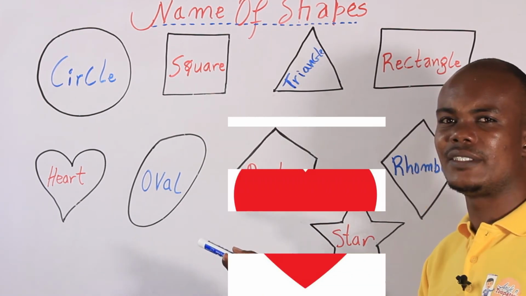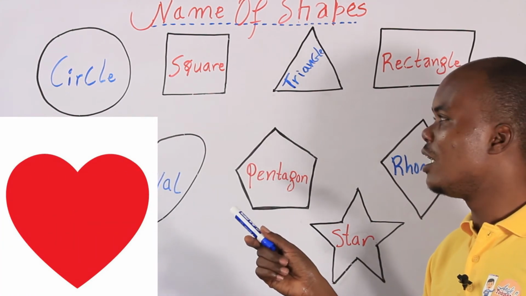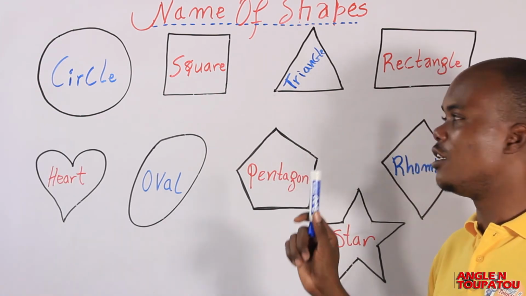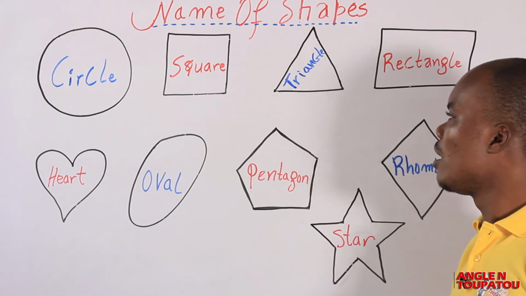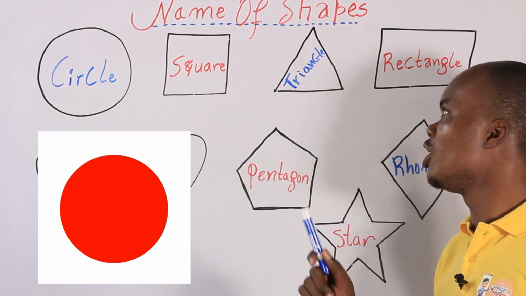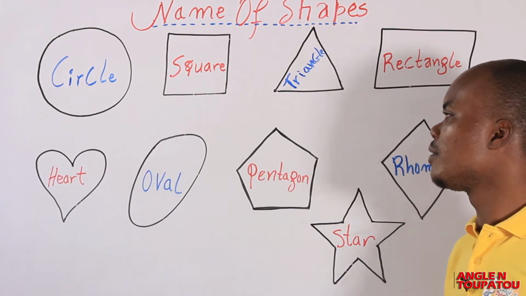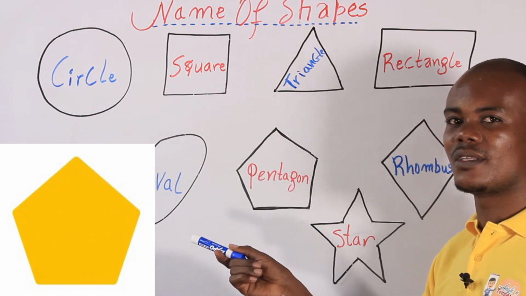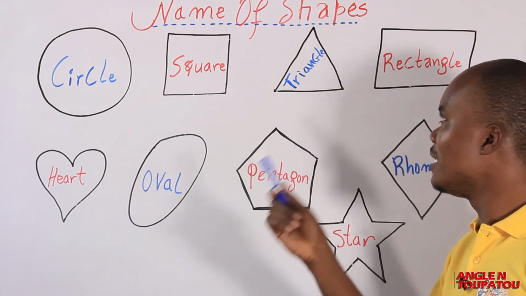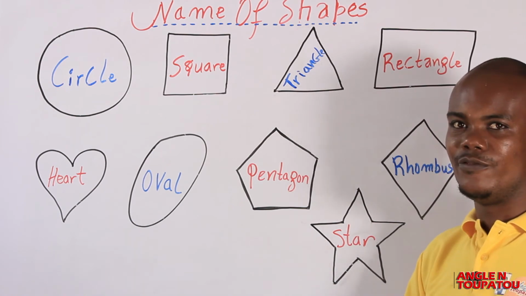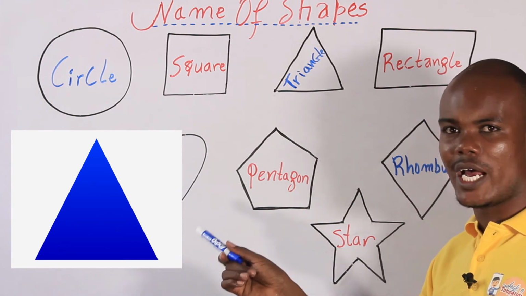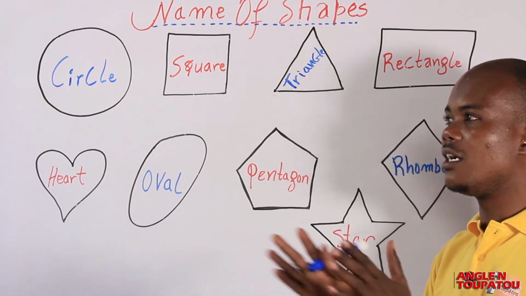What picture is that? A heart. Good. A heart. Ça c'est image. All right. Good. What picture is that? It's a circle. Yes, it's a circle. What picture is that? It's the Pentagon. Yes, it's the Pentagon. To finish, what is this picture? It's a triangle. C'est un triangle.